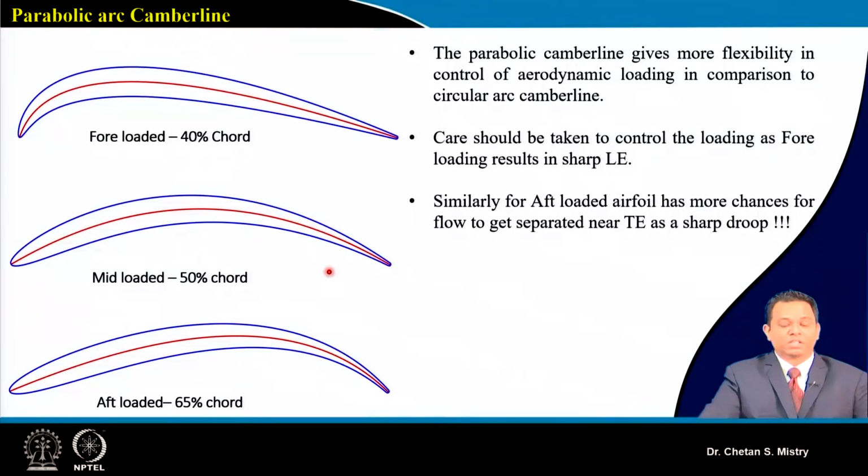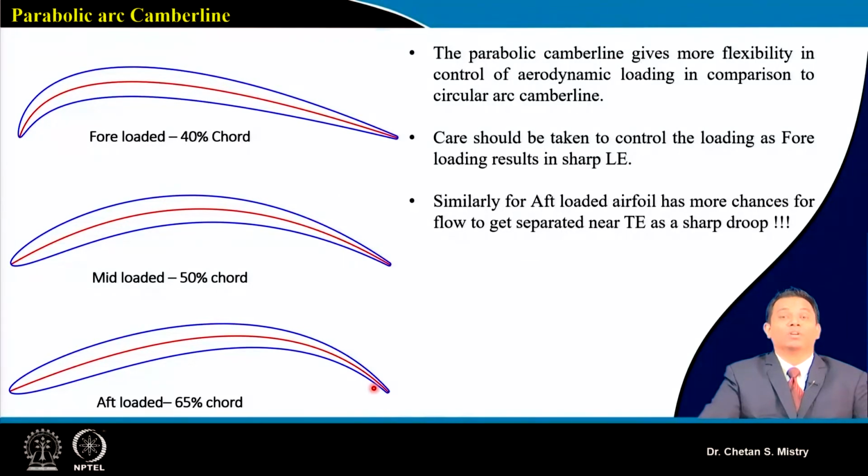That's what we call a fore loaded configuration. Here, this is representing my mid loaded configuration. It says 50% chord, that's where we have the camber line. Now I can change the shape of my aerofoil by using this kind of configuration. It says aft loaded. So at 65% of my chord, I am having the turning here.